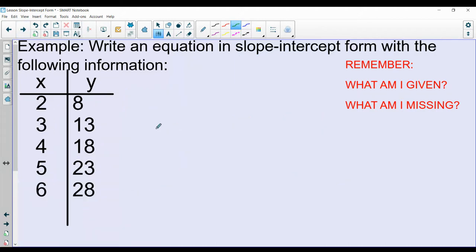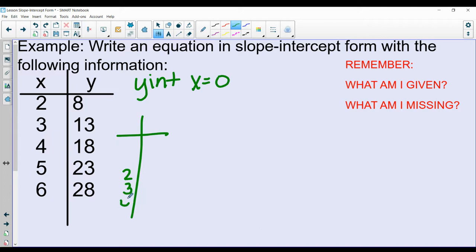Okay, let's do another example. So we have a table here. Now, in this table, remember I said a y-intercept happens when x is 0. Okay, well, there is no x equals 0 here, but we can look at the pattern and figure that out. Okay, so if I was to take this and move it down, and I'm not going to write all the points, but let's say I write those. Okay, well, what's happening here? This is going up by 5, this is going up by 5. Okay, well, so if we go to the other direction, we could subtract 5.